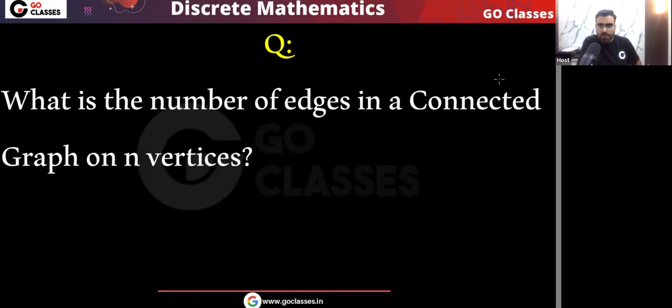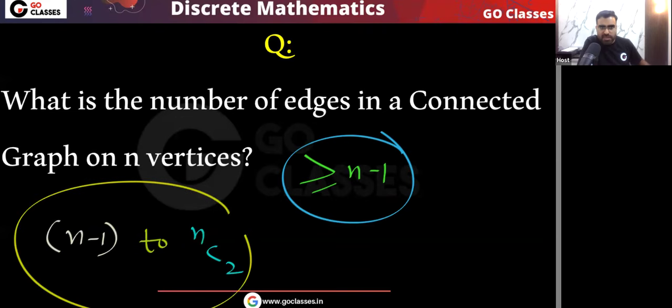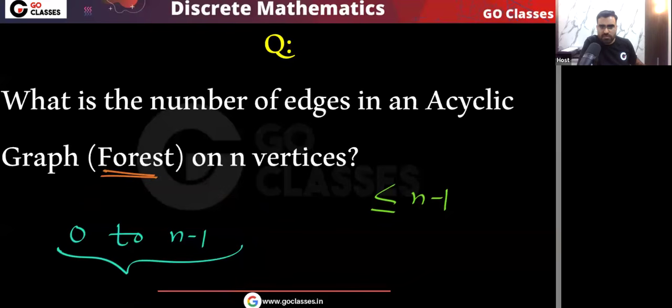And in the previous question, how many edges in the connected graph? So the minimum will be n minus 1. To the maximum, how many edges can there be? The maximum number of edges will be nC2, because when every two vertices have an edge, you can see this will be the range of the number of edges in the connected graph, and this is the range of the number of edges in the forest.